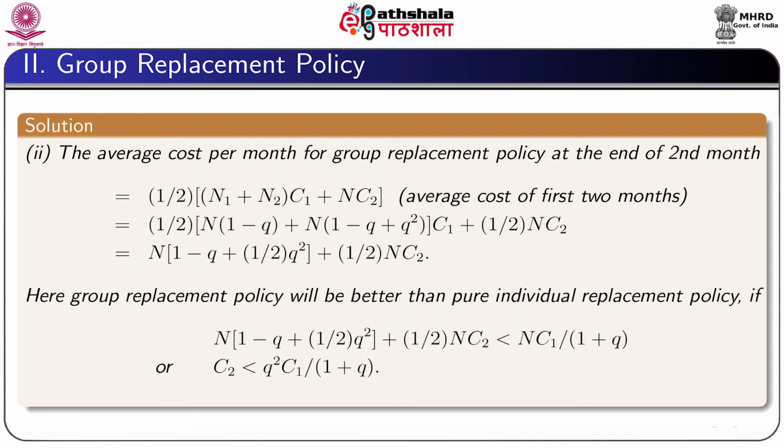as n into (1 minus q plus half into q square) plus half into n C2. Here the group replacement policy will be better than pure individual replacement policy if n into (1 minus q plus half into q square) plus half n C2 is less than n C1 by 1 plus q, which gives C2 is less than q square C1 by 1 plus q.